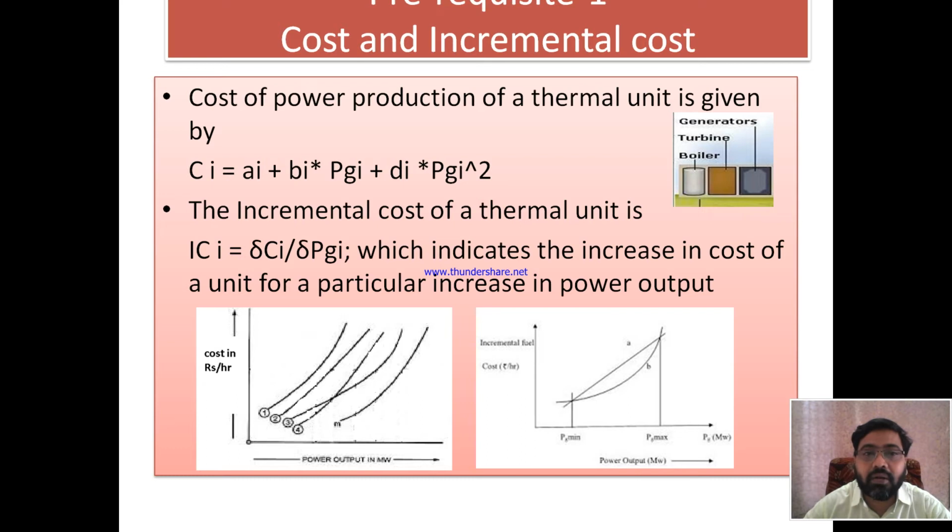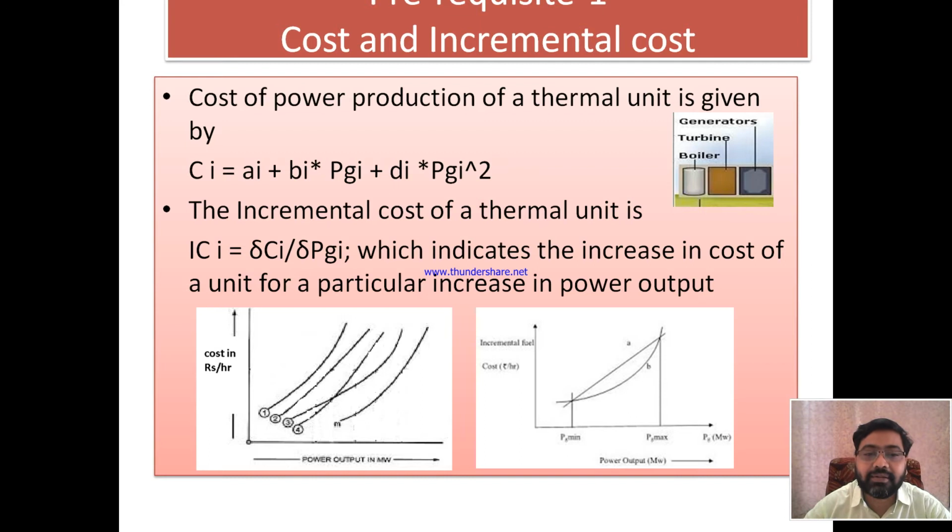Then the incremental cost. Incremental cost of a thermal unit is obtained by differentiating the cost with respect to the power generation of that unit. This incremental cost is equal to dou Ci by dou Pgi. It indicates the increase in cost of a unit for a particular increase in power output.